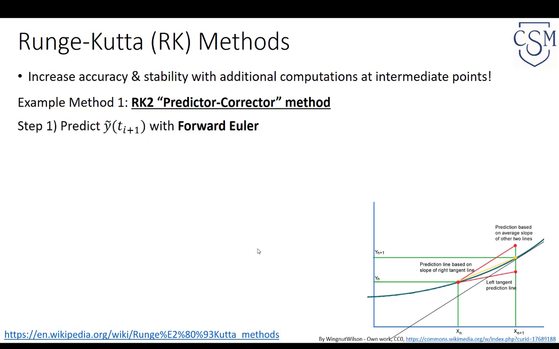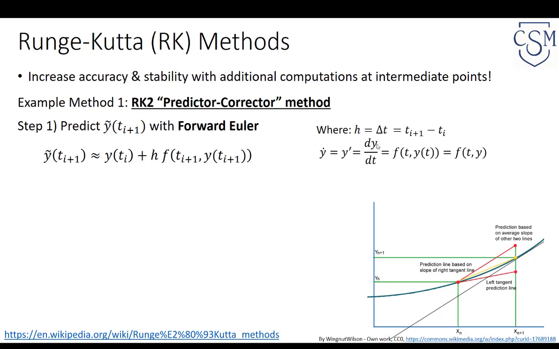In this method, the first step is to predict the value of y of ti plus 1 with forward Euler. So this is still just our forward Euler method. We call this y tilde, the predicted value of y at ti plus 1. Here h is delta t, and y dot, the time derivative of y, is equivalent to saying the derivative of y with respect to t is equal to f of t and y of t.